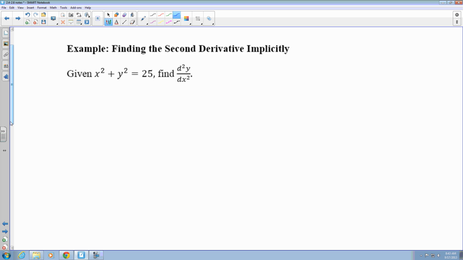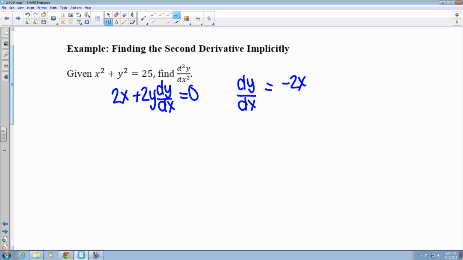Finding the second derivative implicitly. That just means take it twice. So let's just take it first. Dy dx is negative 2x over 2y, which is negative x over y. Then we're going to take the derivative again of our answer, negative x over y.